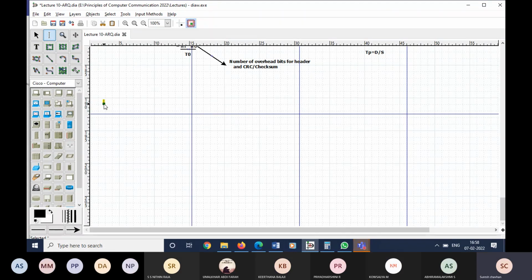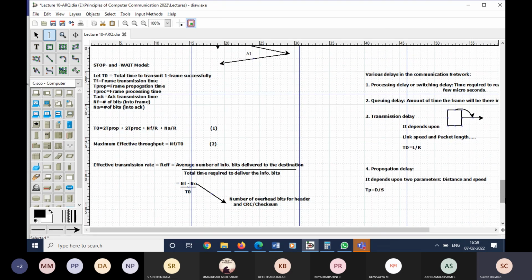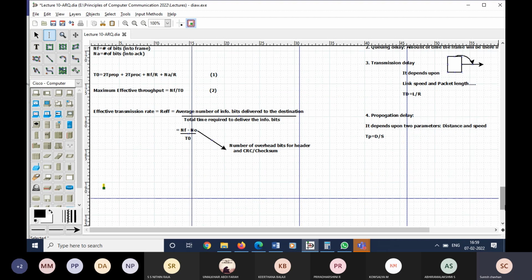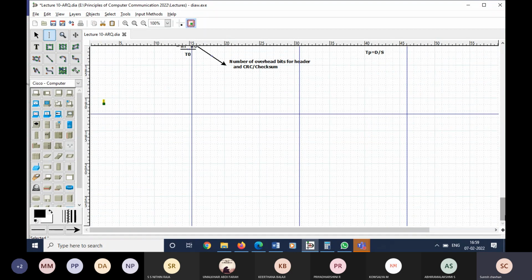So in the last class, we have seen the stop and wait basic working principle with a different analogy, and then we have seen the stop and wait model as well, correct? And we have calculated the maximum effective throughput as well as the effective transmission rate, correct? In today's class, we will study the transmission efficiency on error-free channel and transmission efficiency on error channel.